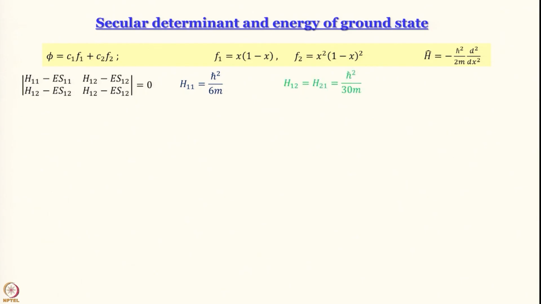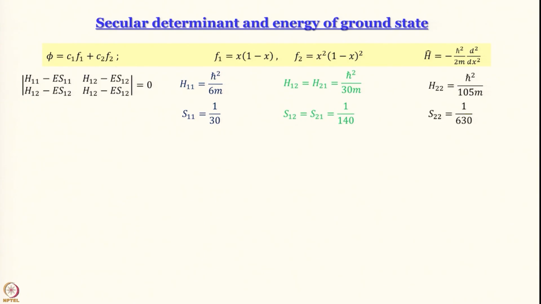So, it is up to you to prove that H21 equal to H12 is equal to h cross square by 30m, H22 is h cross square by 105m, S11 equal to 1 by 30, S12 equal to S21. Remember Sij equal to Sji because it is just the integral of a direct product, and H12 equal to H21 by using the turnover rule. Remember H is a Hermitian operator. Okay, this is S22. What do I do next?